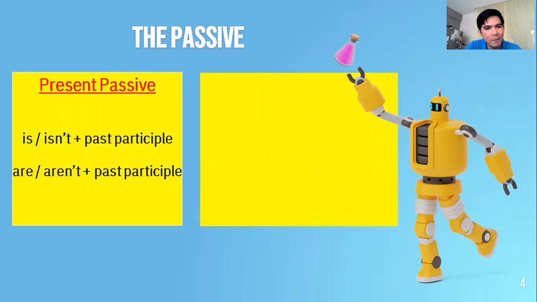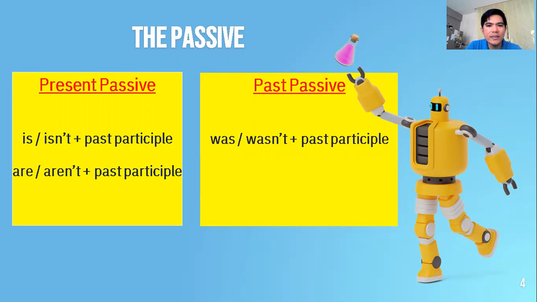The other kind of passive is the past passive. How will we know then? If we use was, wasn't plus the past participle. And instead of are and aren't, we use were and weren't plus the past participle form of the verb. Remember, present passive and past passive.